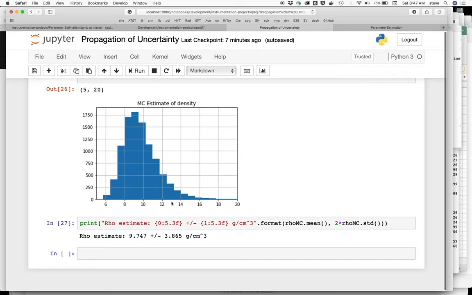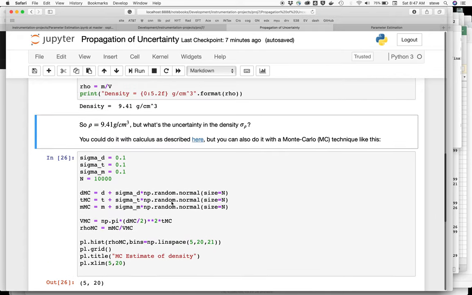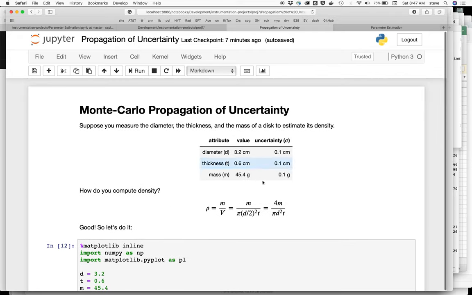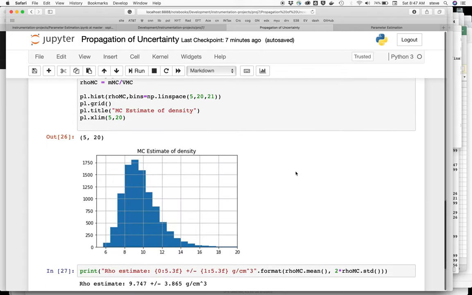So if you want to improve the situation, you're going to have to tighten down the uncertainties in these measurements. Obviously, the main culprit here is going to be that thickness. You've got to do something about improving the precision of that thickness measurement.